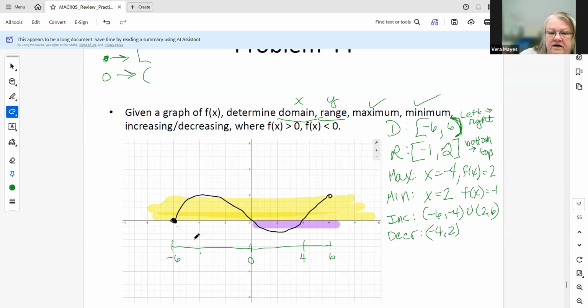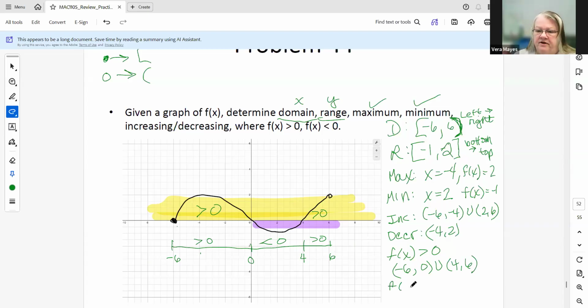All right, so yellow we said was greater than 0. Yellow, yes, greater than 0 and greater than 0. The purple was where it was less than 0, where the y values were negative. So when I look at f of x greater than 0, it starts at -6 and it stops being that at 0. And you see there's no equal bars here, so I'm going to only use parentheses. Okay, so there's greater than 0. And there's another part that's greater than 0. Looks like that starts at 4 and ends at 6.